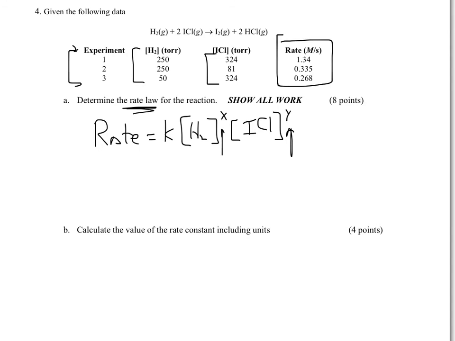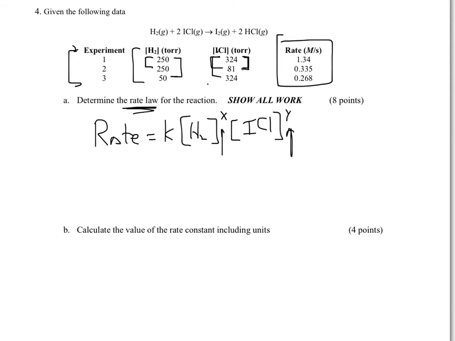Well, you need a set of experiments where one part doesn't change, but the other part does, and then another set where this part changes and this part doesn't change. And so you have those 2 sets of reactions where you can have something changing and something not. And so in experiments 1 and 2, we're changing the ICl concentration.